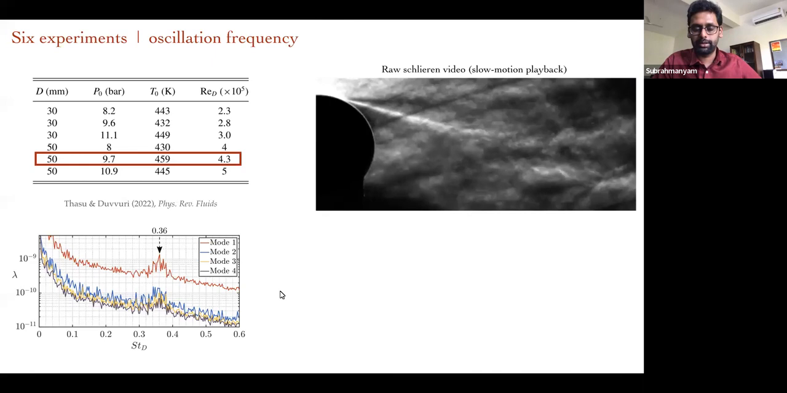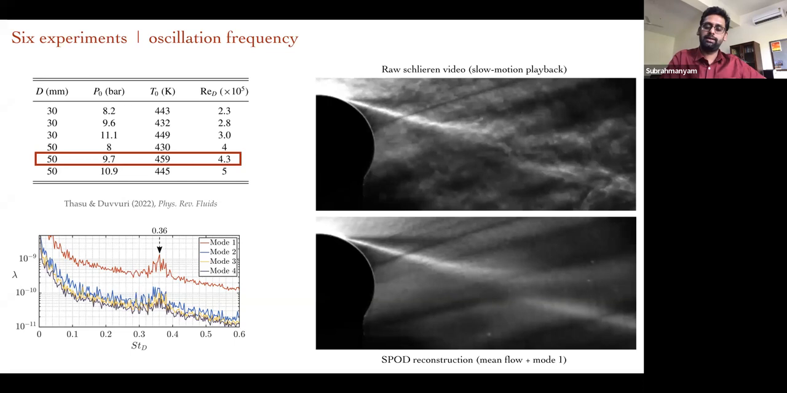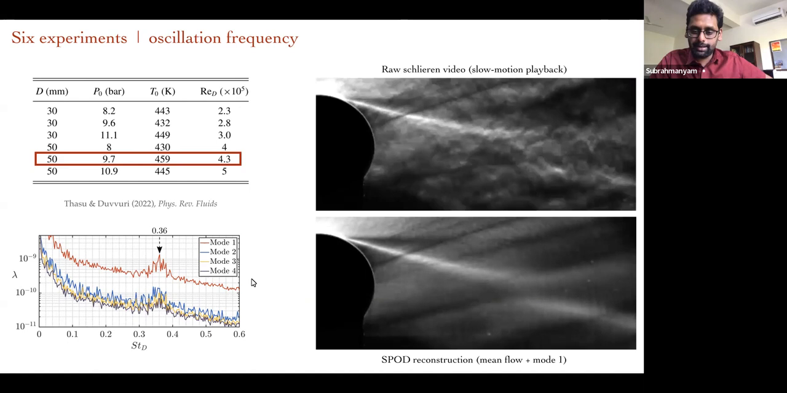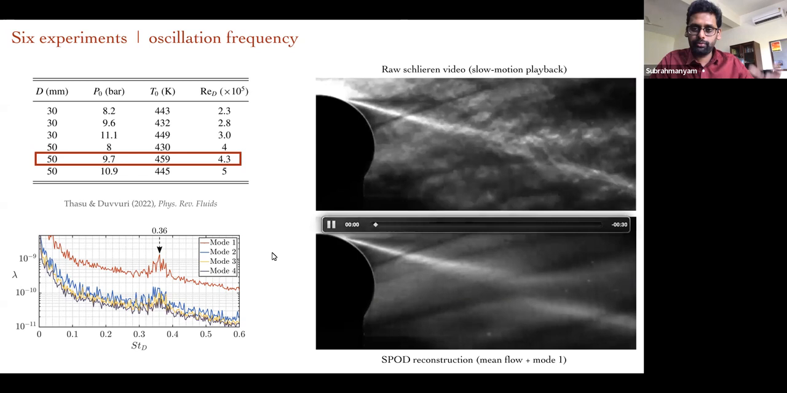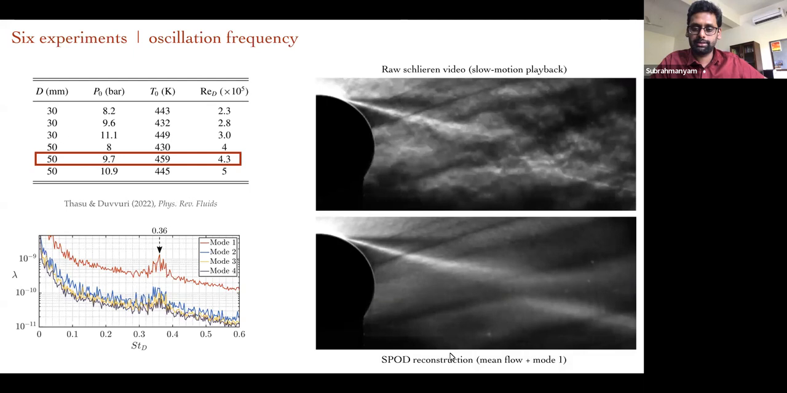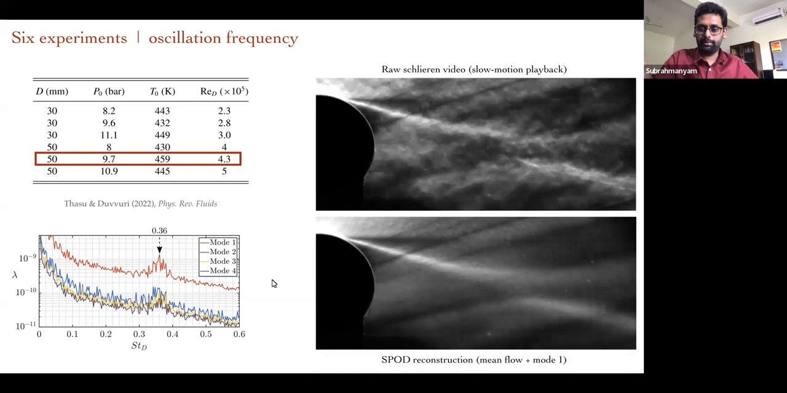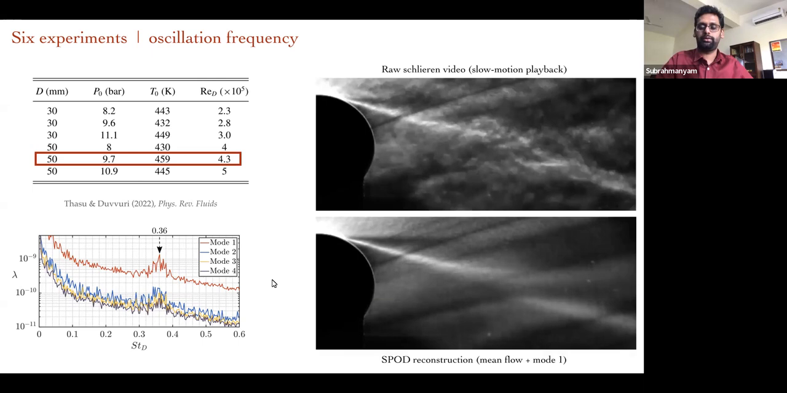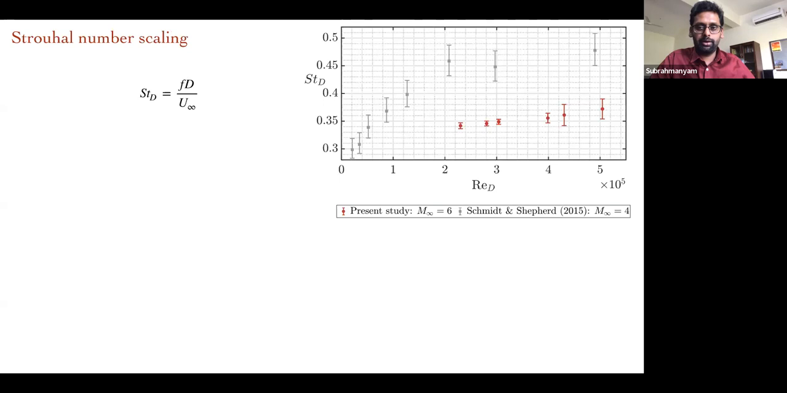So we did the SPOD for all six cases. Again, I'm skipping the SPOD details. But what I'd like to show here is this nice reconstruction where, on top, you have the raw Schlieren video. This is what we get from our high-speed camera. Then we apply SPOD and take out all the incoherence from the flow. So we just do a reconstruction with the mean flow and the first mode. And here you have this very nice flapping motion of the wake, almost hypnotic, that clearly comes out from this analysis.